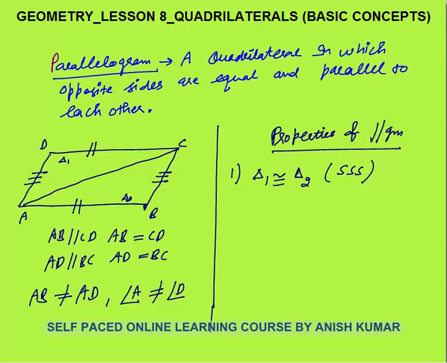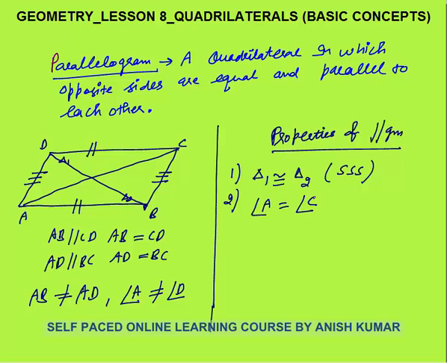Same way you can draw the other diagonal, and that means I have drawn the two diagonals. Second property says that opposite angles are equal in a parallelogram. Opposite angles, it means that angle A is equal to angle C. How can we easily prove that?